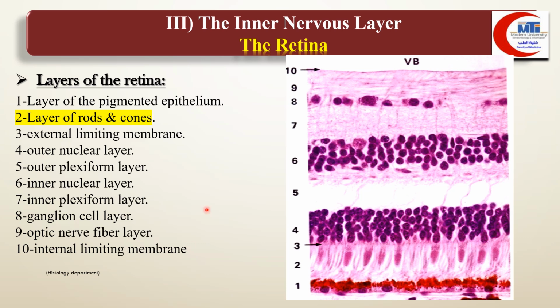Okay, the second layer of the retina is the layer of rods and cones. This layer contains only the outer segment of the rods and cones.